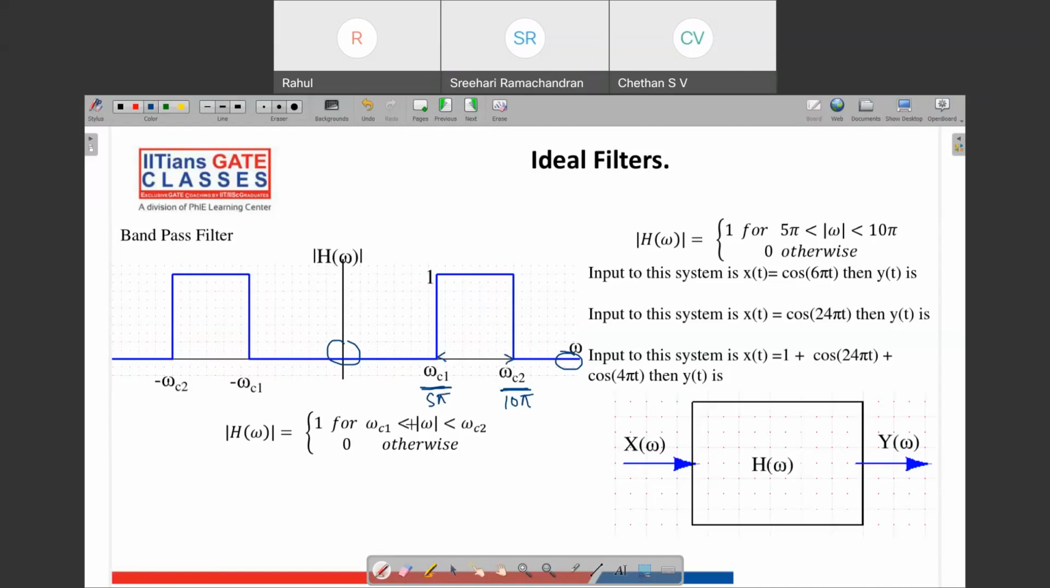Otherwise it will get rejected. The first signal which we have here is cos 6 pi t. This cos 6 pi t is within this range, so it will pass through the filter, and it will be cos 6 pi t. The second one is outside the range, so it will become 0. In the third one, this is the DC, so it will get rejected because the filter is not passing any DC. And this cos 4 pi t will also get rejected because again it is somewhere here, and this cos 24 pi t will also get rejected, it is somewhere here. So in this case, y(t) will be equal to 0. So this is how the band pass filter works.